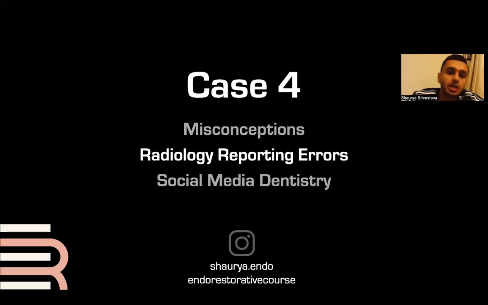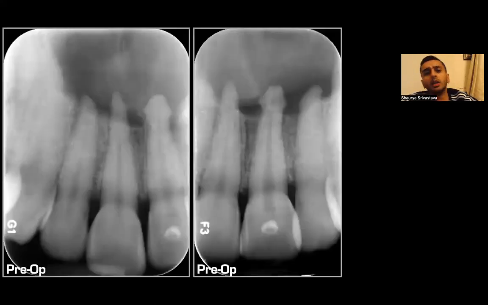Right, so case 4: misconceptions, radiology reporting errors, social media dentistry. This is quite a big case because there's a lot of misconceptions based on this one case. This is a patient referred to me during my training at King's, I think in 2018 or 19, I can't remember. As you can see, I took 2 radiographs because you can't encapsulate that lesion well enough on one. Even after taking 2, you still can't see the superior border of that lesion. And you have multiple teeth involved, going from 3 to 3, so about 6 teeth where a lesion is encapsulating.